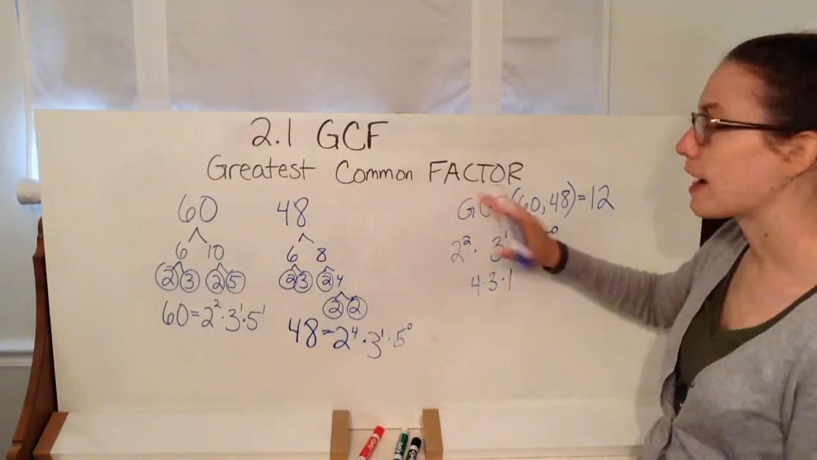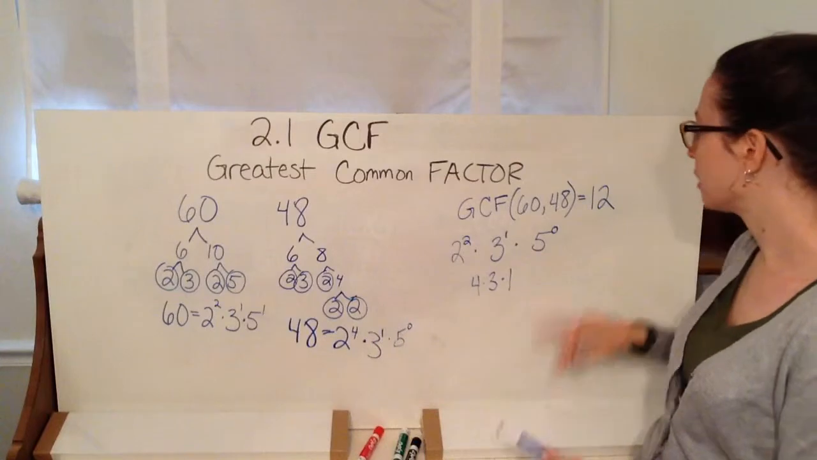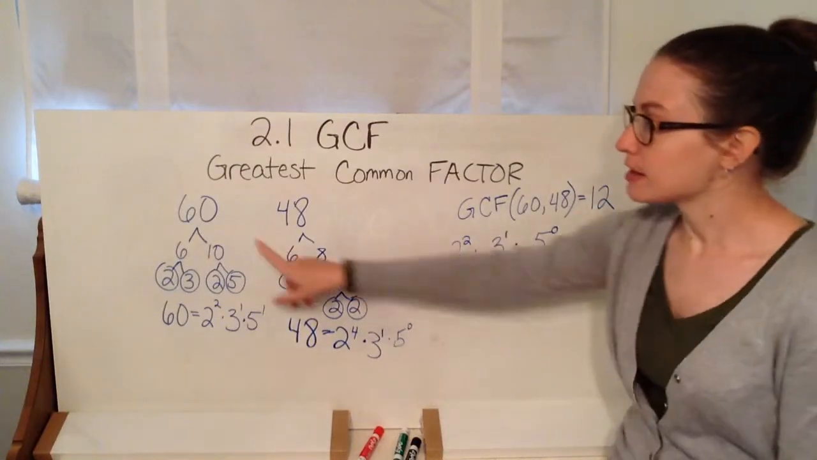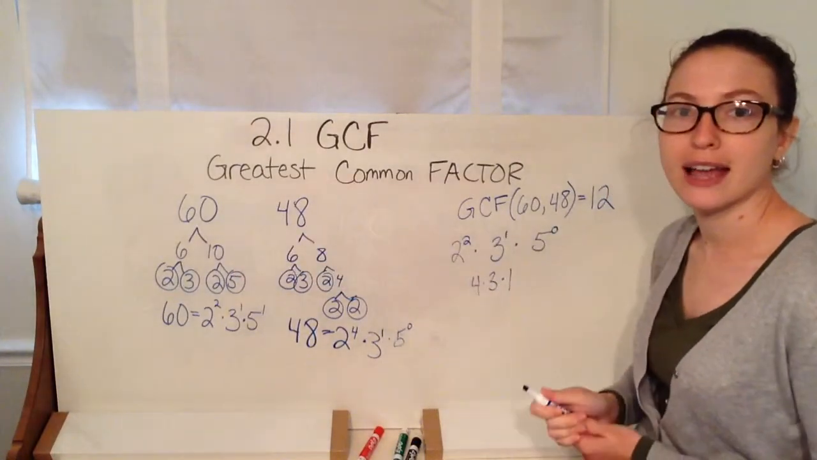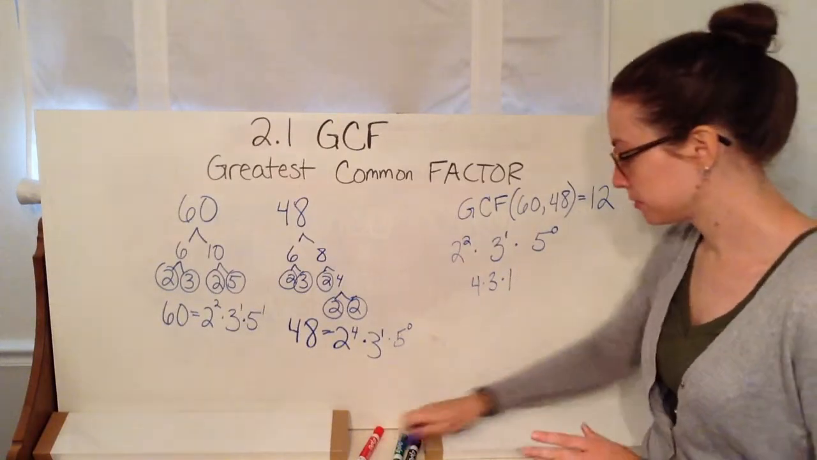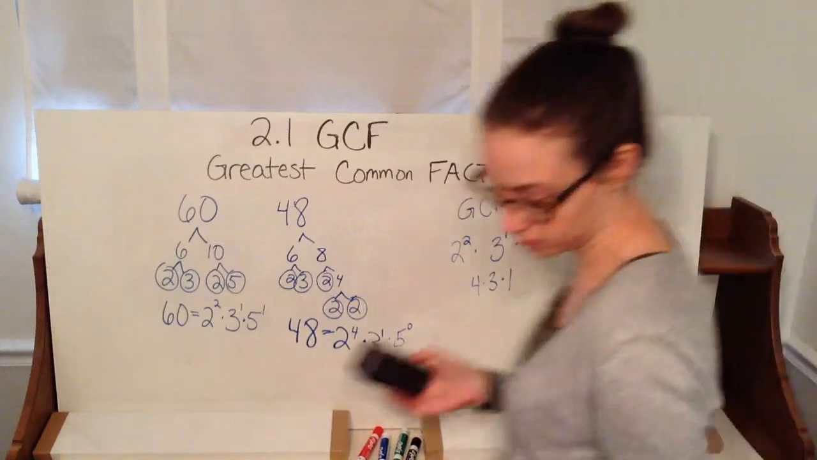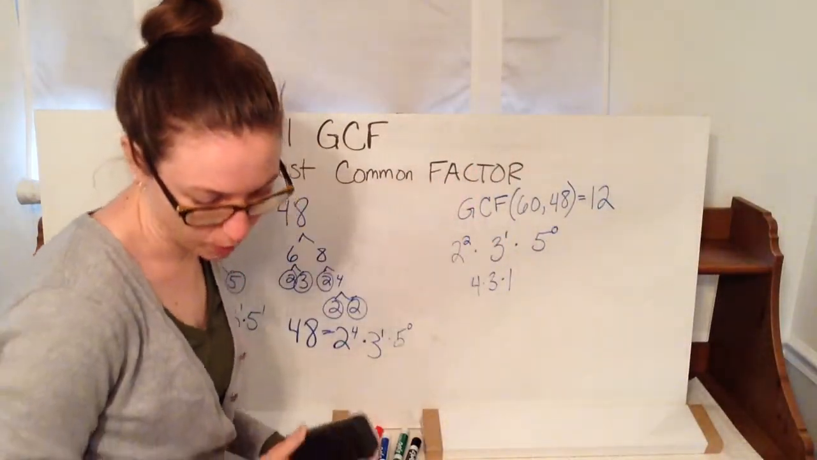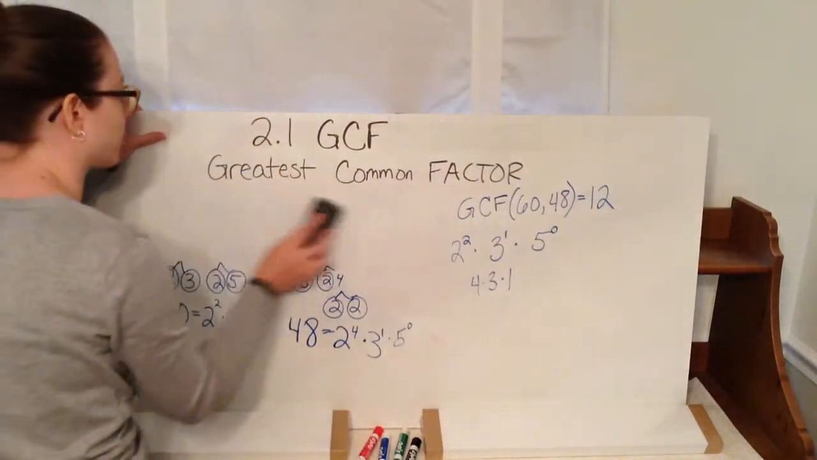That makes sense. Factor means part or smaller. Our number, 12, is smaller than 60 and 48. It's a part of both of those. I'll do one more example for you. This time I'm going to do 20 and 125.